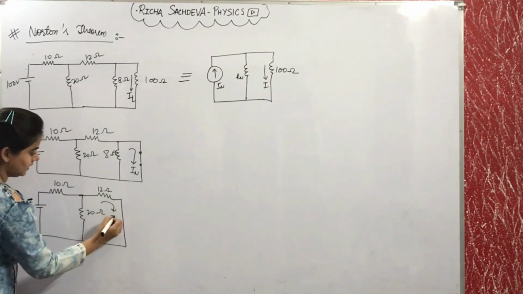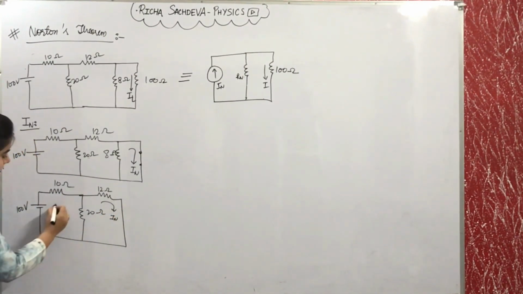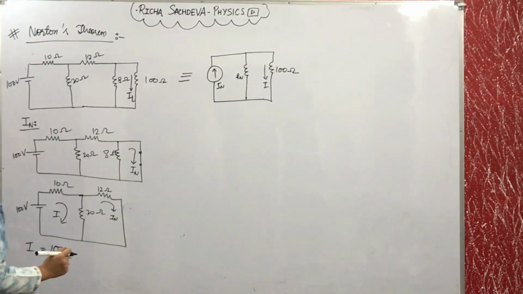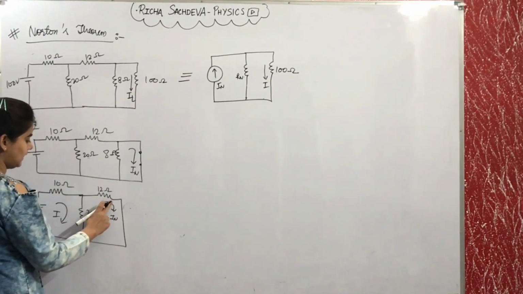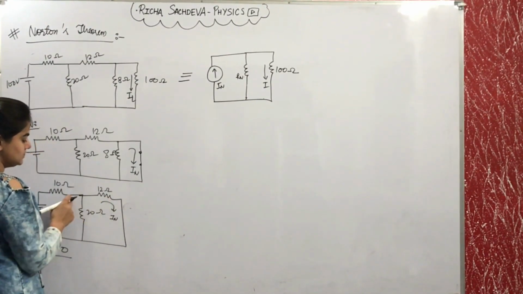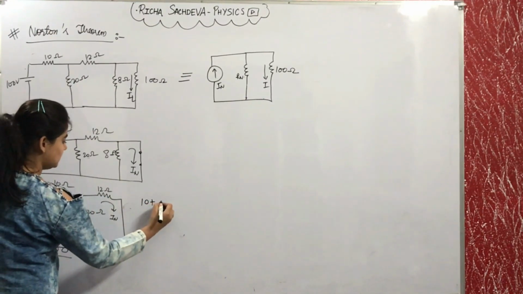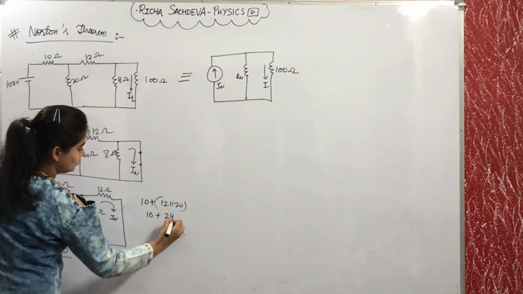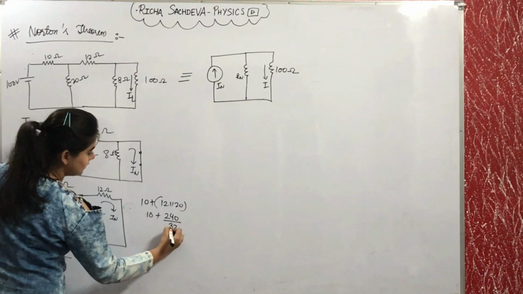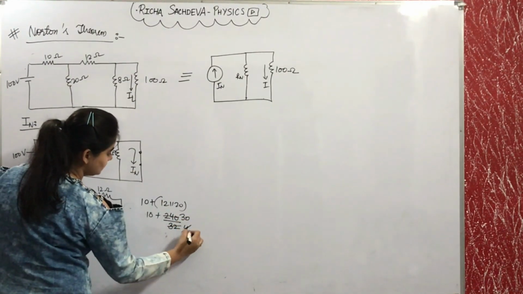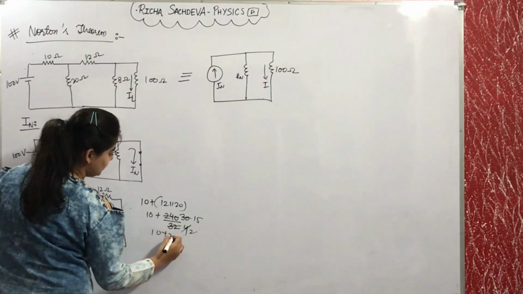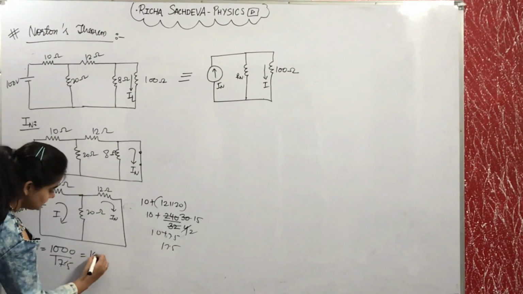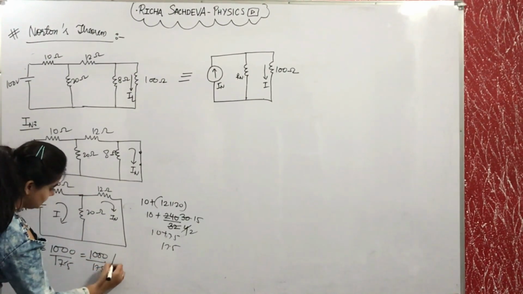We need to calculate IN. So what will be IN? Let us say the current flowing in this is I. So what is I? 100 upon equivalent resistance. What is the equivalent resistance? These two are in parallel and their parallel combination is in series with this. So this becomes 10 plus 12 parallel to 20. So this is 10 plus 240 upon 32, 30 upon 4, 10 plus 7.5, that is 17.5.